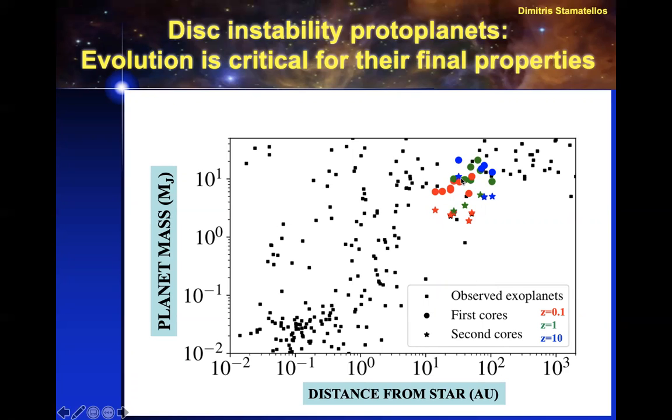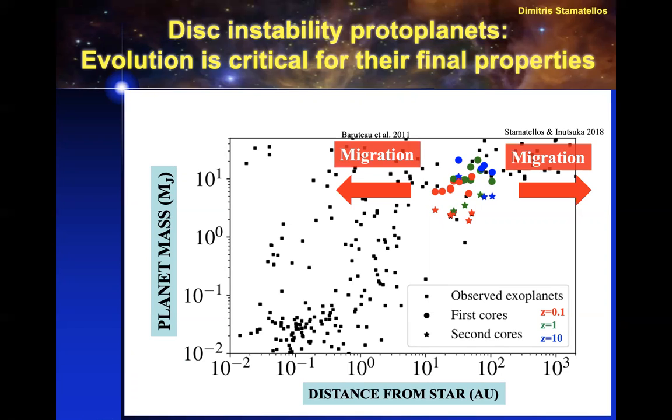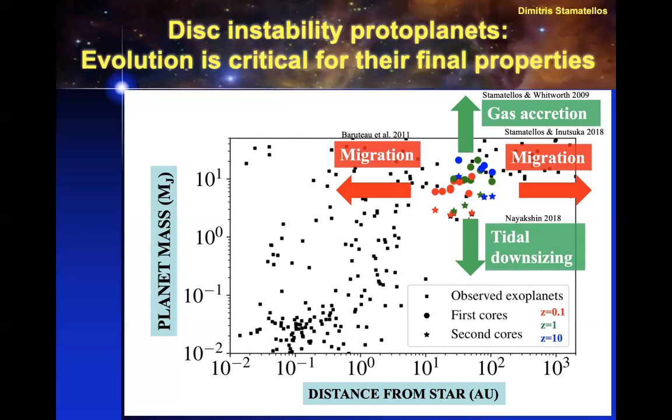But of course, we need to remember that in order to make a useful comparison, we need to evolve these protoplanets within the disk. These are the properties of these protoplanets when they form in the disk, not after a few gigayears, which correspond to the properties of the observed exoplanets. So we need to remember that there may be migration that may push these planets inwards or throw them outwards. There's gas accretion from the disk that may increase the mass of these planets. And finally, there may be tidal downsizing that may reduce the masses of these planets.